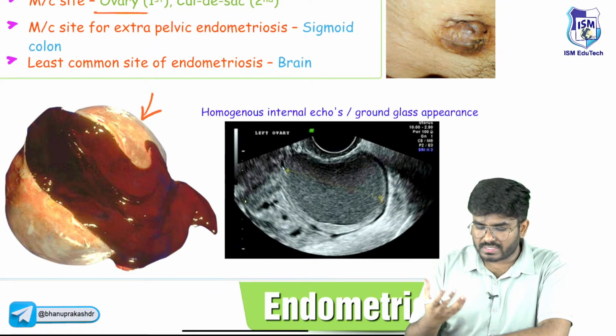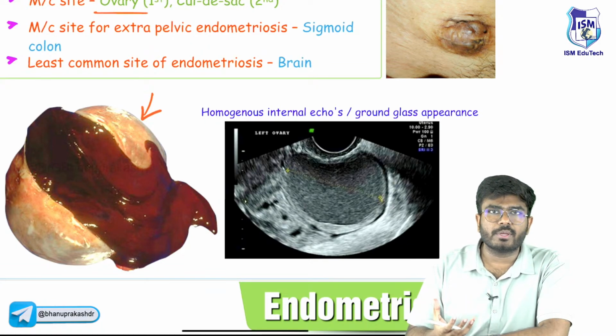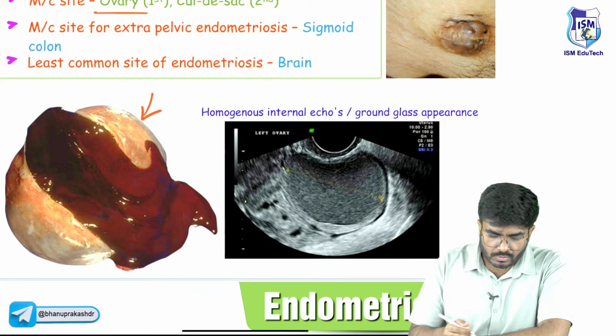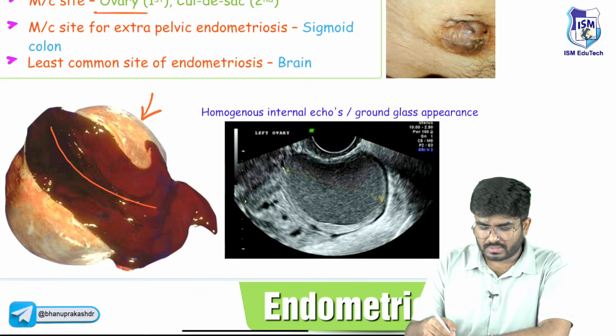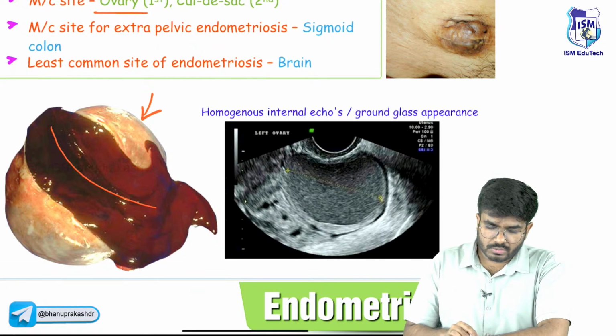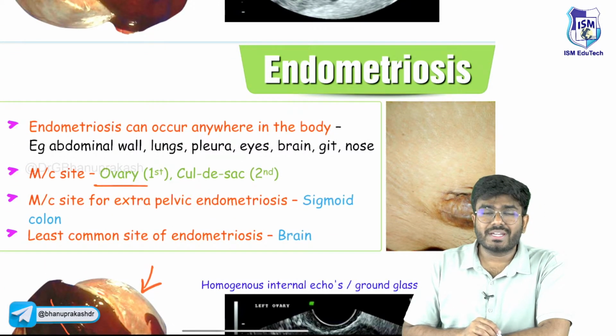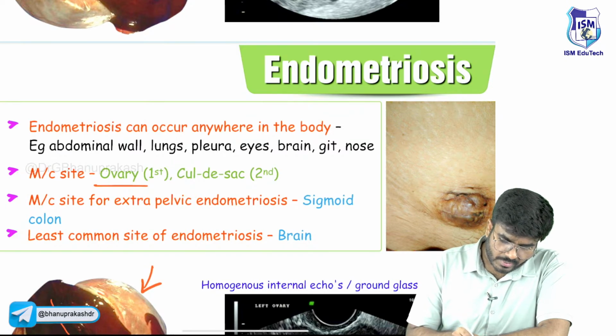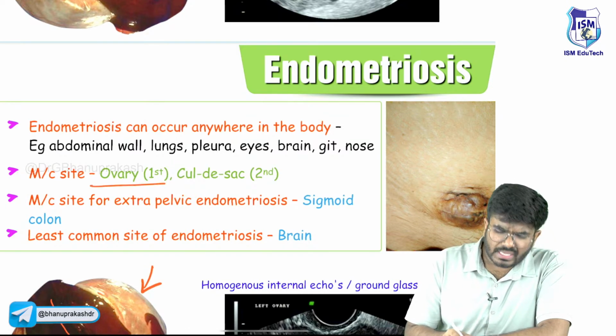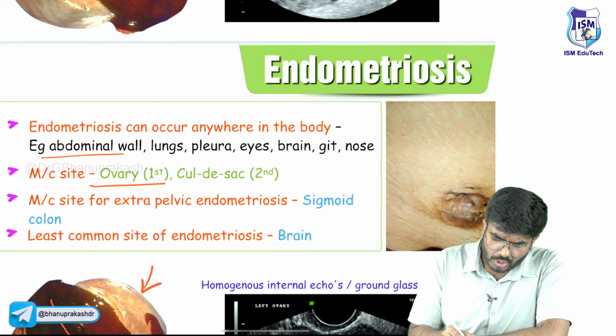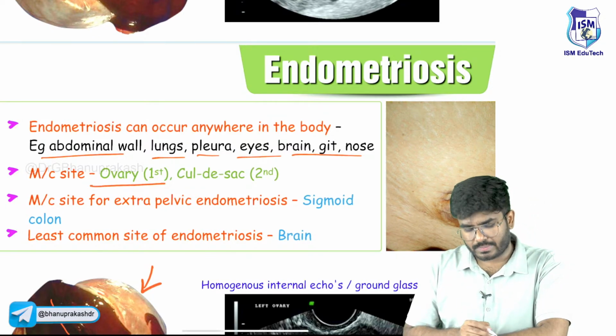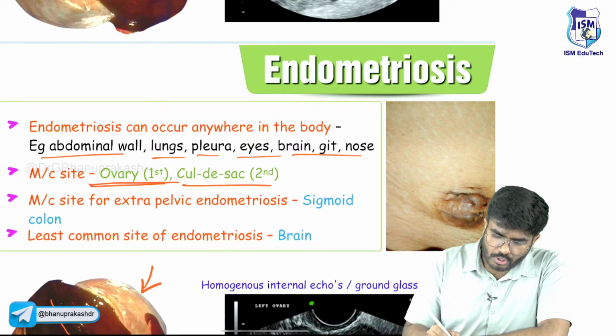Now in this ovary, a lot of fluid is getting accumulated because of this growth of the endometrium. So that is how it looks. See, when you make an incision, see how that fluid is coming out. Okay, so these are called chocolate cysts. Most common site is the ovary. It can occur anywhere, sir. It can occur in, say, the abdominal wall, lungs, pleura, eyes, anywhere. But the most common site is the ovary, followed by the cul-de-sac.